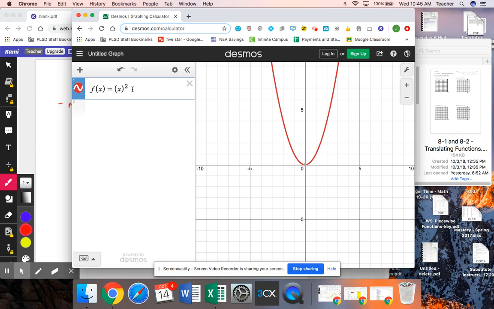Similarly, if I go back and I do plus 2, it moves it to the left. So when I'm putting numbers inside the set of parentheses and then squaring all of it, I'm moving it to the left or the right. I'm going to write that down in a moment, but for right now, let me just move on and do something different.